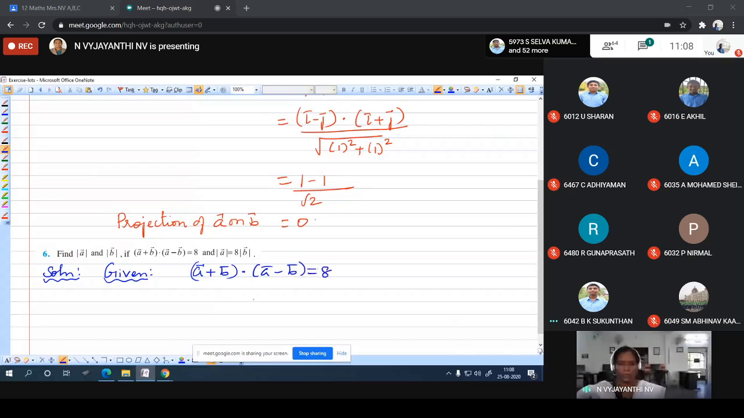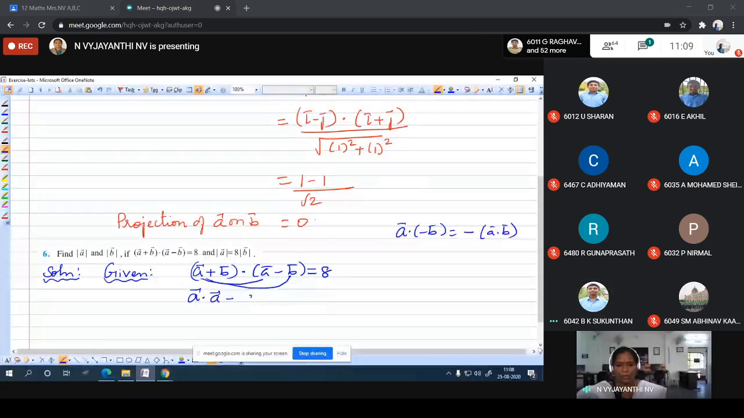So if you consider the dot product, what will you get? What will be A dot A? Magnitude of A square, modulus of A square. What is A dot minus B? A dot minus B can be written as minus of A dot B. So we can write minus of A vector dot B vector. Then B dot A. What is B dot A equal to? A dot B.